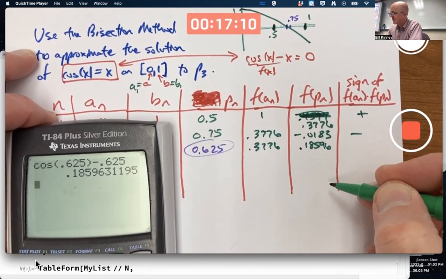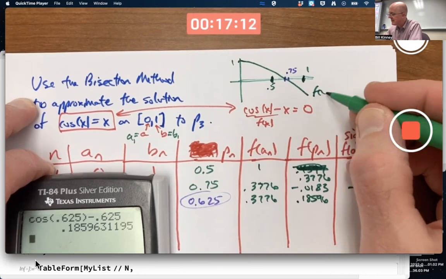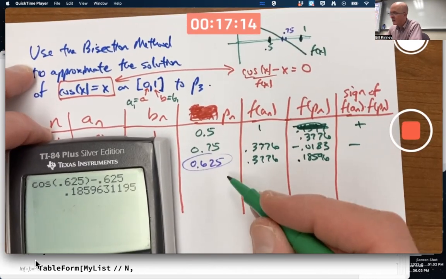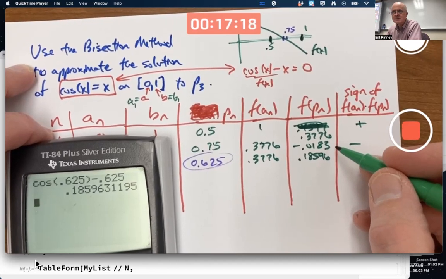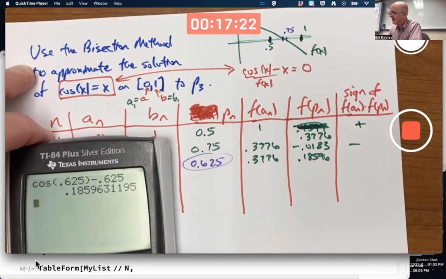We're trying to estimate the root of this function f of x here. With these p's, these are supposed to be your estimates for the root. Wouldn't we want the one that's closest to 0? What's going on here?